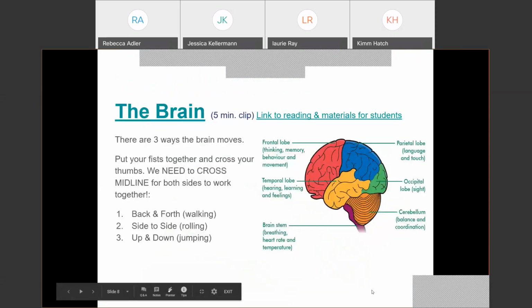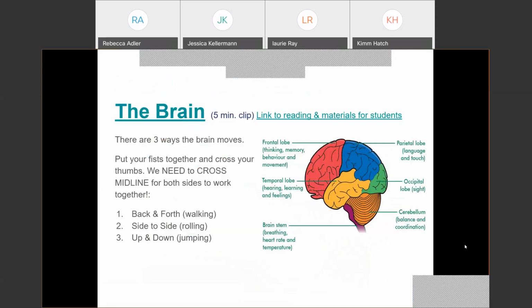There we go. Awesome. So after the video, this slide would actually make a lot more sense. So be sure you go back to see that. There are 3 different ways that the brain can move together. And so you'll remember that when you see the video and see how you can cross your arms to stress the importance of crossing the midline. So your brain can move back and forth, such as when you're walking. Go side to side if you think about when you were a child, rolling down the hill. And up and down, such as when we're jumping.